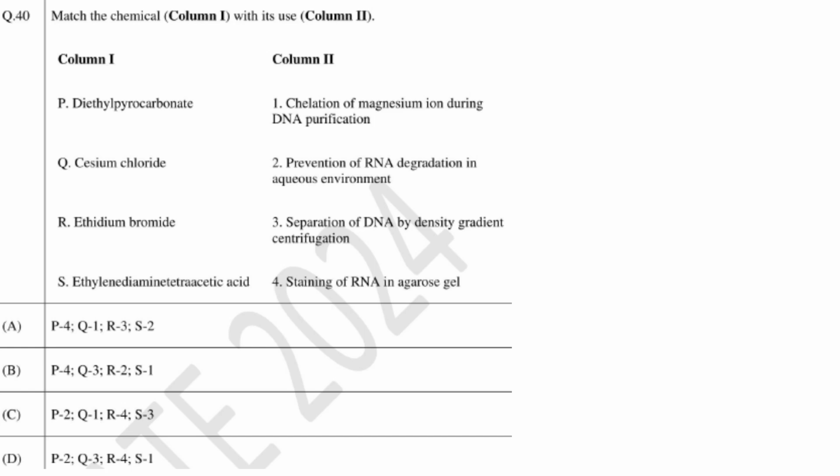Cesium chloride is for density gradient centrifugation, that is separation of biomolecules. You use cesium chloride. So separation of DNA by density gradient centrifugation, Q3. Q3 is there in D, so D will be the answer. Ethidium bromide is for staining RNA in agarose gel, R4. Ethylene diamine tetraacetic acid or EDTA, it prevents chelation of magnesium ion during DNA purification, S1. So the answer is P2, Q3, R4 and S1.